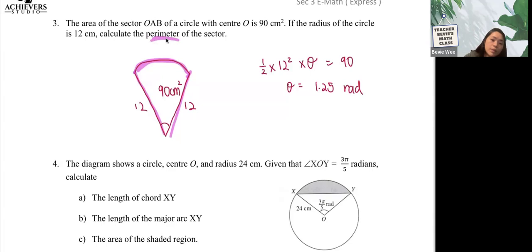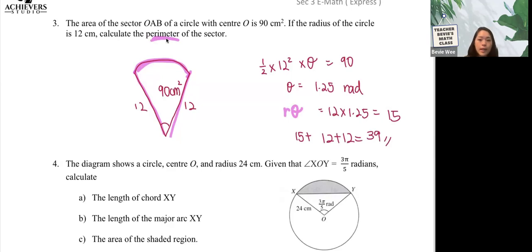Very good job, Denzel. That's right. So arc length is r theta, which is 12 times 1.25. That gives me 15. Don't forget to add back 12 and 12. That is 39, and this one will be in cm. So far, so good. Formula easy, right? No problem, right?